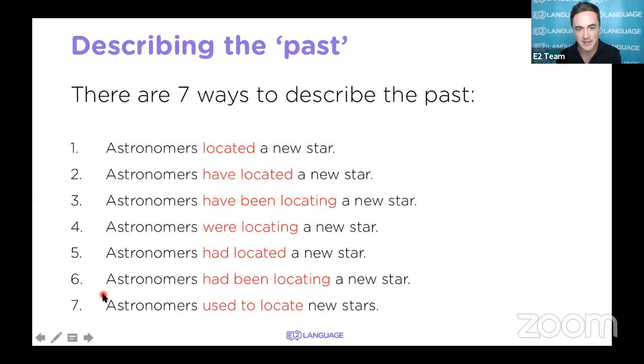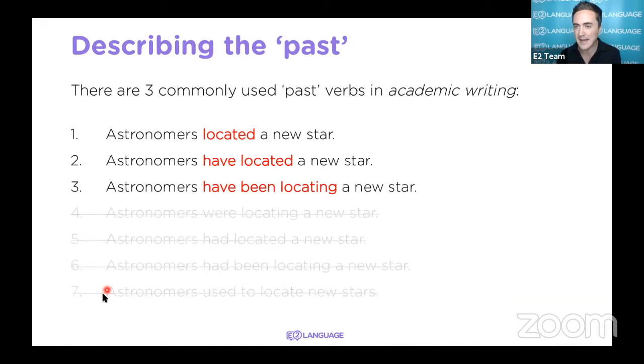The good news is, when you're writing academic prose, for example, an essay, you only really use 3. There are 3 commonly used past verbs in academic writing. So for IELTS academic, PTE academic, TOEFL, and OET, for example, if you're doing one of those tests, you're more than likely only going to use these 3 verbs to describe the past. Astronomers located a new star, have located a new star, and have been locating a new star. So that's good news.